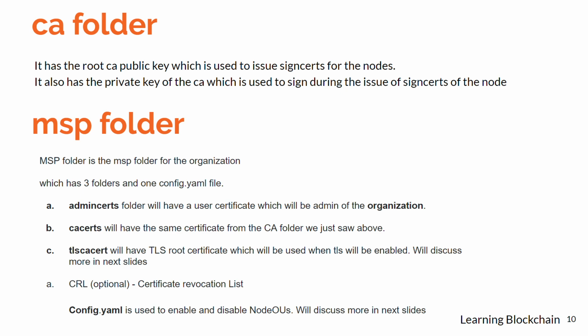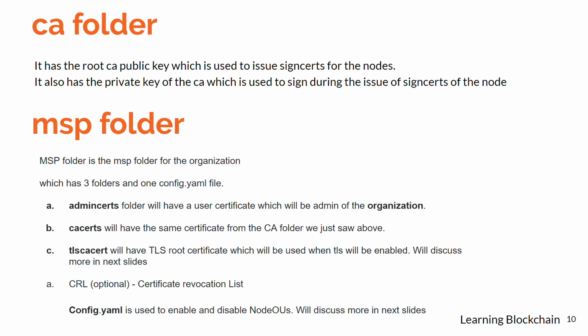Next is the TLS CA cert. It will have the TLS root certificate which will be used when TLS is enabled. We'll discuss more in the next slide. So just forget for now what TLS is all about. Just one thing you need to understand, that the CA cert will be used when TLS is not enabled, and the TLS CA cert will be used when TLS is enabled. TLS is transport level security. Transport level security is a specific protocol which is used whenever we want to ensure security when things are going from one party to another party. So this thing you need to understand.